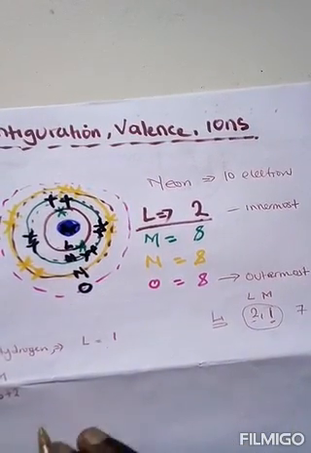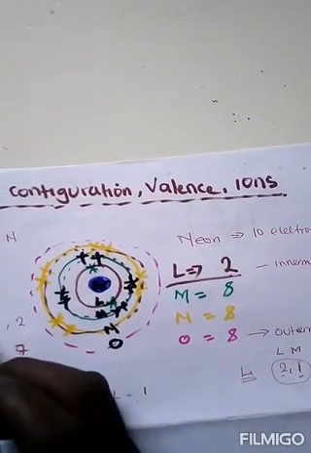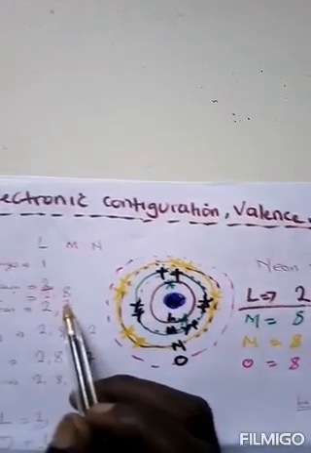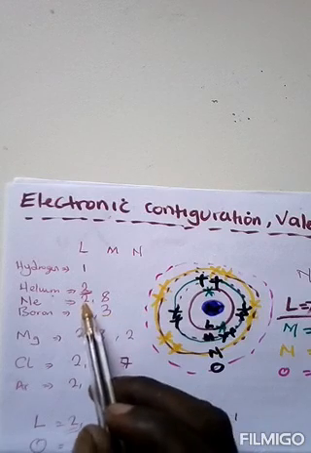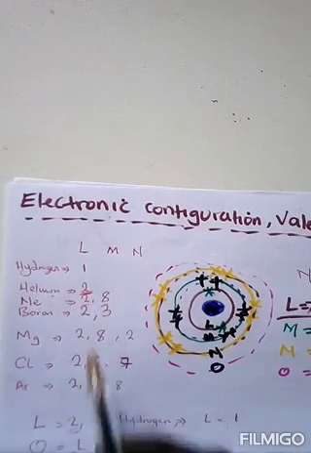Okay, so look at neon. Neon has how many electrons? It has 10. So it puts these electrons in the first shell, which is L, fully filled, and the last shell is fully filled. So neon is stable.